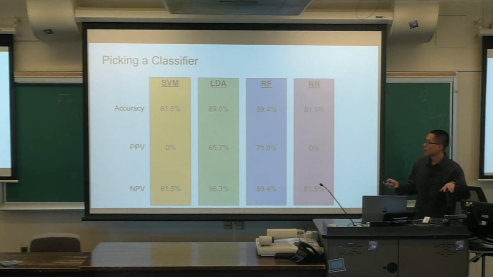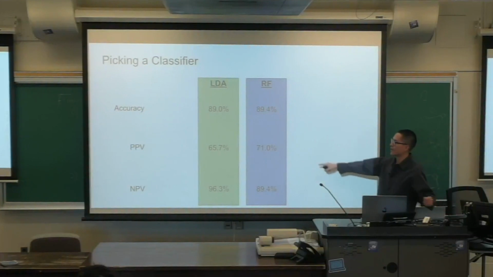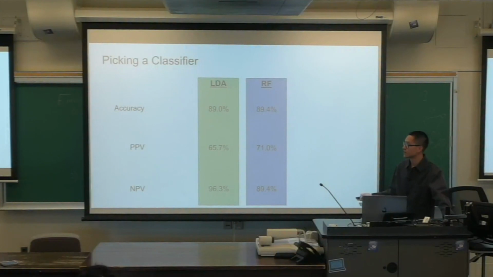And obviously, SVM and neural network are not learning very well because even though they have a decent accuracy, they are basically predicting everything as negative. So that's how they reach such accuracy. But this is not what we want. So based on these results and also the characteristics we showed before, we decide to rule them out. Now we are left with LDA and random forest. The reason why we choose random forest is because we have a slightly higher accuracy and a more balanced prediction between positive values and negative values.